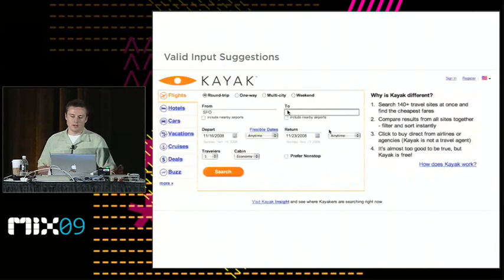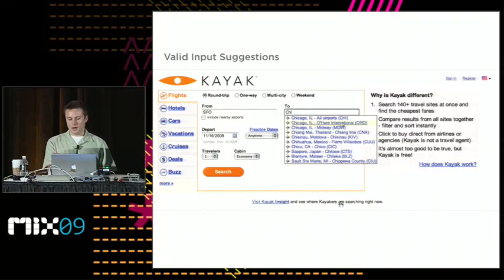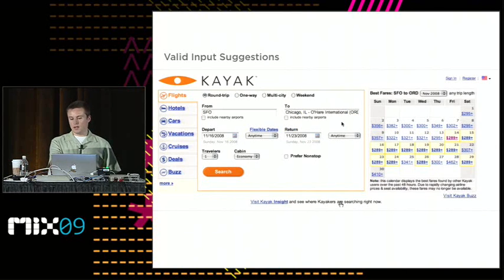Other examples of inline validation. This is an inline valid input suggestion. So what's the airport code for Chicago? ORD, okay, like 1 or 2 people know it. Most of us don't. You start typing CHI, it pops down, you click ORD, it fills it in, and by the way, it eliminated the need for you to actually fill in the rest of the form. Because right on the right, it shows you, okay, hey, if you're going from SFO to ORD, here's the dates, here's how much it costs.